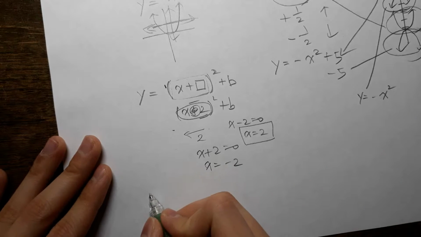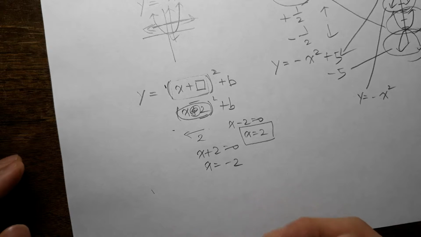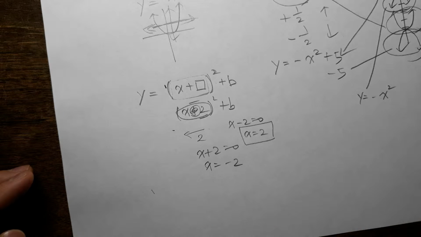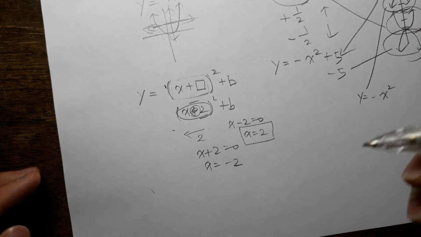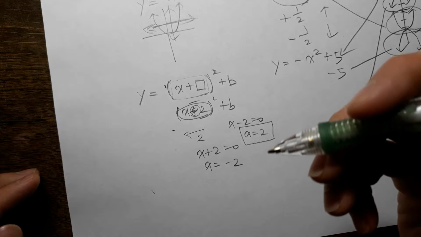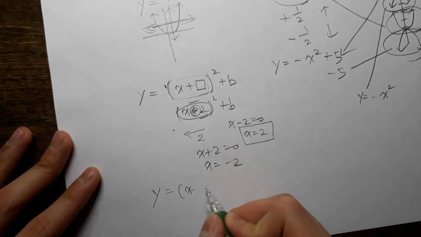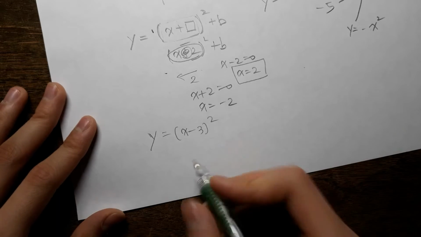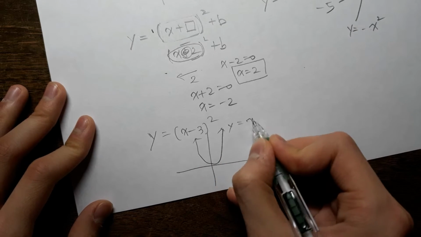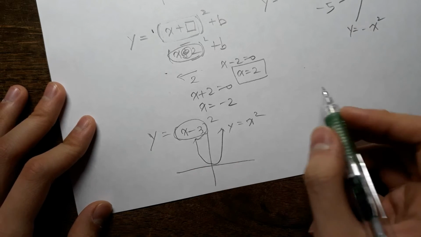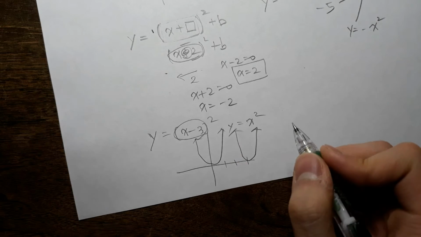So let's have an example. My lead is not coming out. There you go. y equals x minus 3 squared. This is the parent function, which is y equals x squared. You have to go 3 to the right. 1, 2, 3. It will look like this.